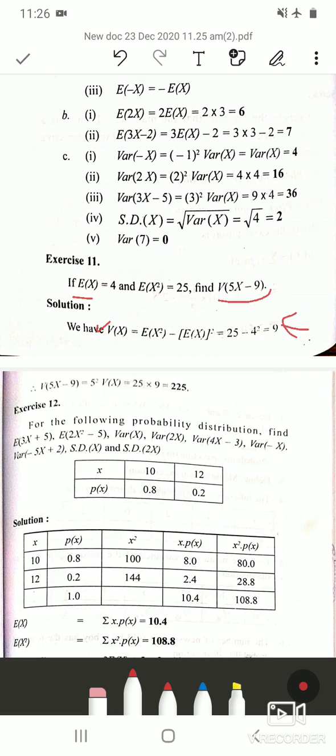So now using the result, variance of 5x minus 9 is of the form variance of ax minus b, which is a square into variance of x. So in place of a we have 5, therefore 5 square into variance of x, which is 25 into 9. We have got the value of variance of x as 9. So 25 into 9 is 225. Therefore variance of 5x minus 9 is 225.